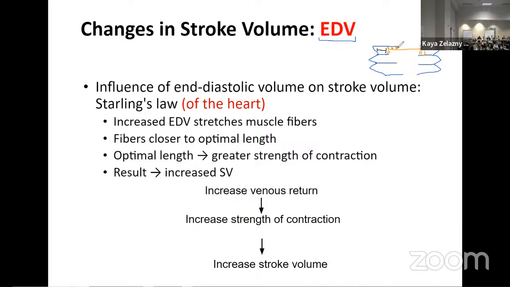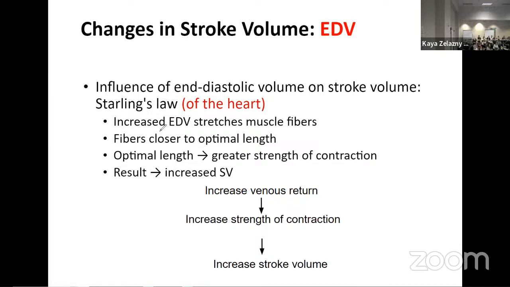If we're too long, we don't have enough overlap. So we basically don't have enough grip on the actin. If we're too short, there's just nowhere to go, right? Like there's no way to get shorter. You're just going to end up kind of like crunching the sarcomeres. It's not going to get you much going. Okay. So that is the basis for what's going on with the end diastolic volume here.